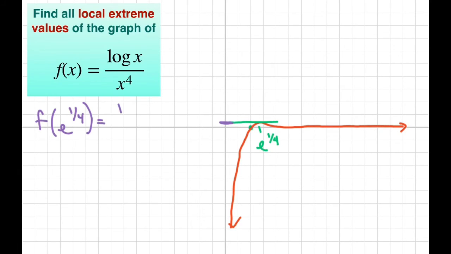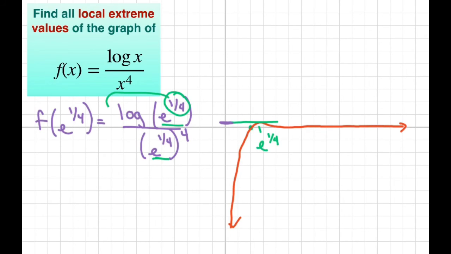So this is going to give you log of e to the power of 1/4 divided by e to the power of 1/4 to the power of 4. So I just substituted in my x here. All right, now I'm going to use my power property and bring this 1/4 here. And log of e is just a 1. So that's just going to be 1. I'll just go ahead and write out log of e equals 1. And then the denominator is just going to be e.